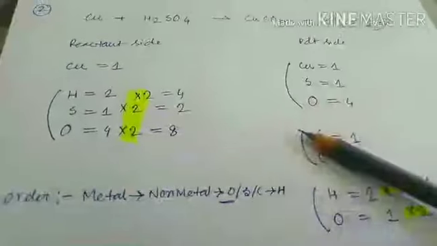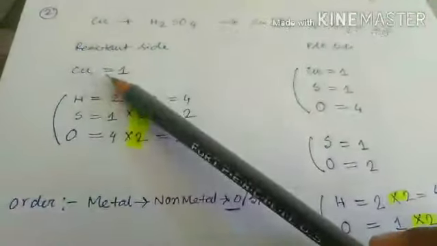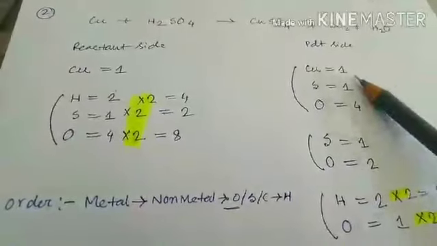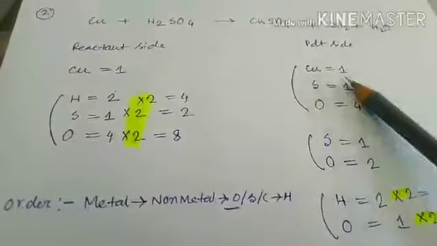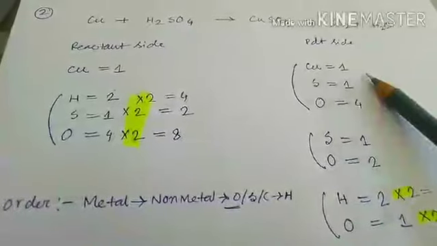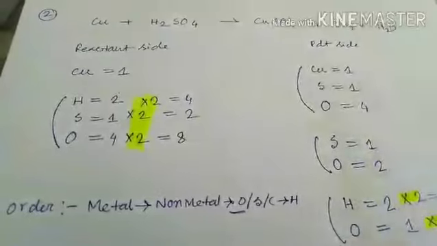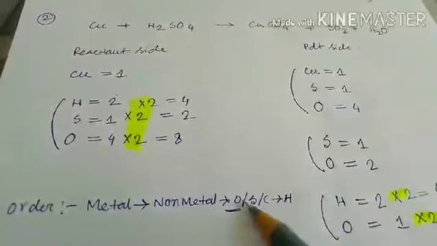starting from the metal, the copper, the number of atoms of copper in the reactant side is 1, and the product side is also the same, it is 1. So the number of atoms of copper is the same, so copper is balanced. Second, we go for non-metal, that is oxygen.